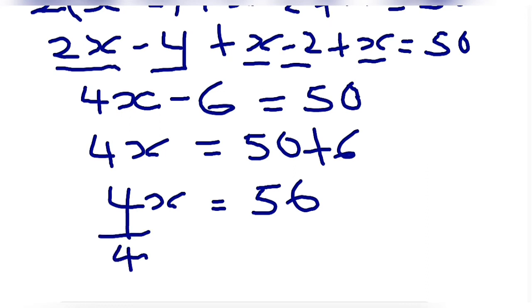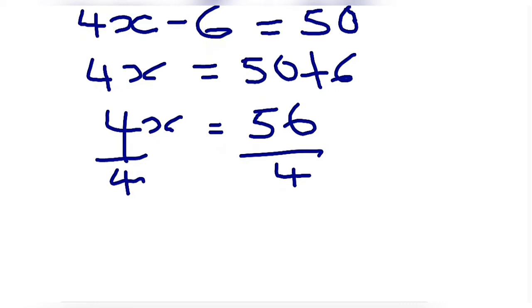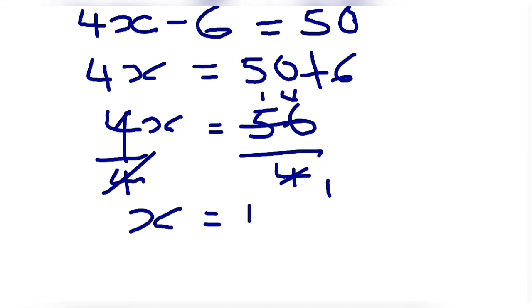We shall then divide both sides by 4. So when we divide 4 by 4, we get 1 and we remain with only x now. Then 56 divided by 4, we get 14. So 56 divided by 4 is the same as 14.